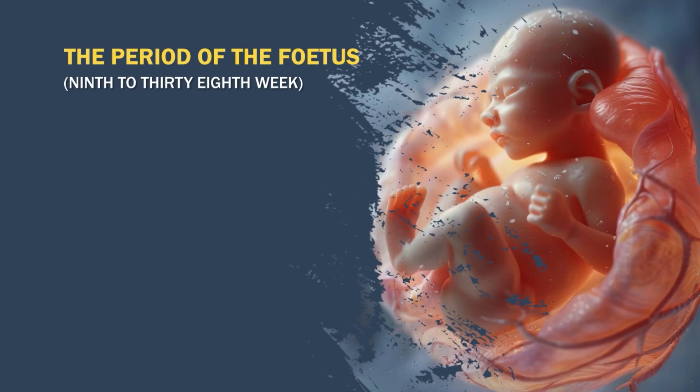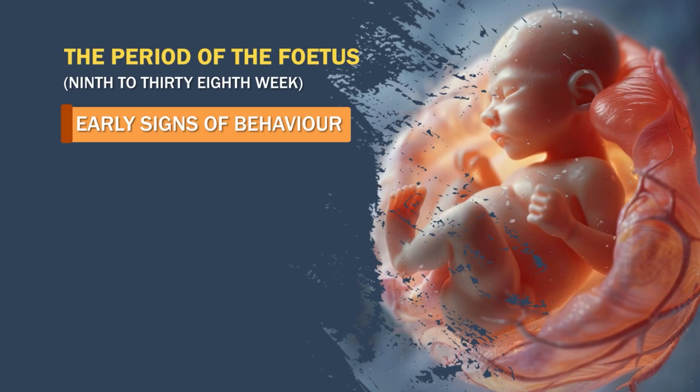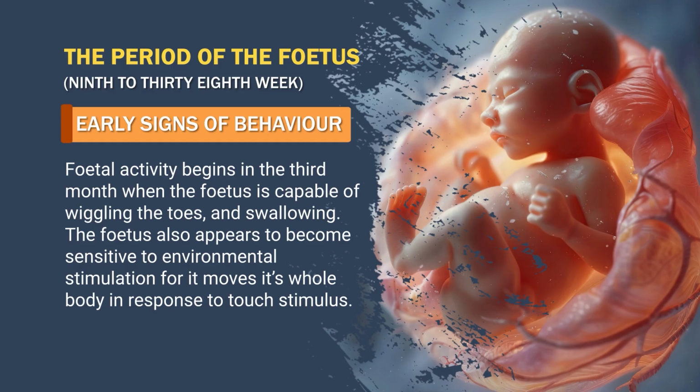The period of the fetus that we are talking about, 9 to 38 weeks, also has early signs of behavior. What are the early signs of behavior? Fetal activity begins in the 3rd month, when the fetus is capable of wiggling the toes and swallowing. So the baby starts moving. You would have heard a lot of pregnant women say, I can feel the baby move, and that is what's happening.